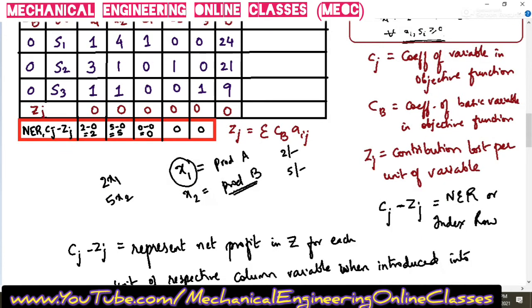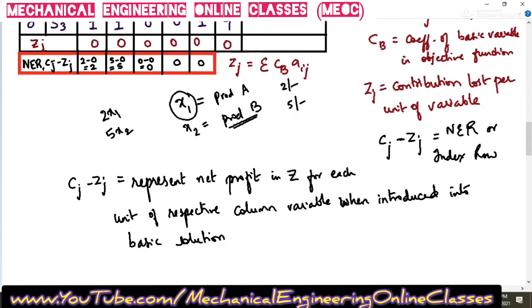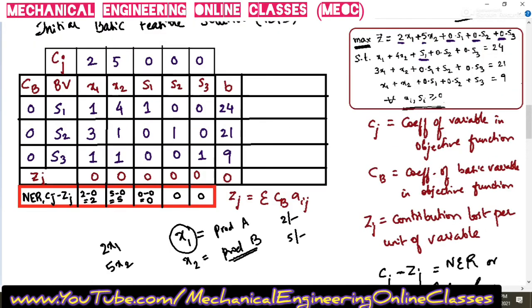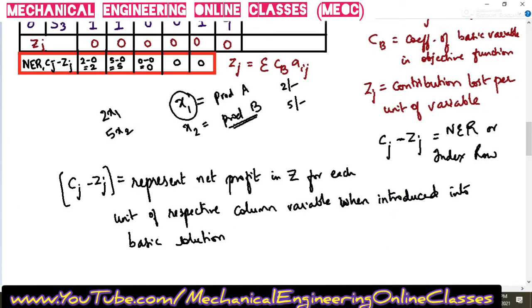Let us see how. Before that, remember that Cj minus Zj, the net evaluation row or the index row, represents the net profit in Z for each unit of the respective column variable when that variable is introduced into the basic solution. In management terms, they are also called shadow prices, accounting values, or imputed values of resources. These are the other names.